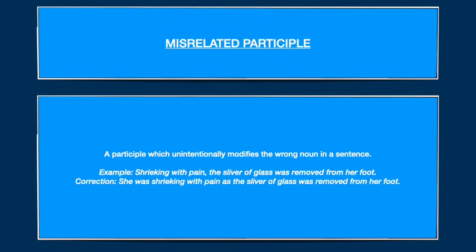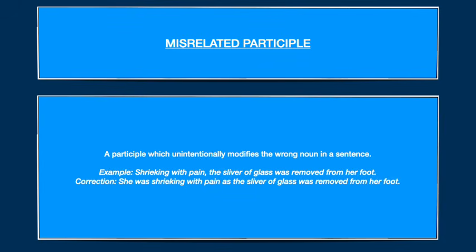So what is a misrelated participle? Well, a misrelated participle is when you have a participle which unintentionally modifies the wrong noun in a sentence. So essentially, it's when you're using a participle and you don't have a subject attached to that participle, and so it ends up latching on to another noun in the sentence, but in terms of the meaning of the sentence, it's not supposed to.